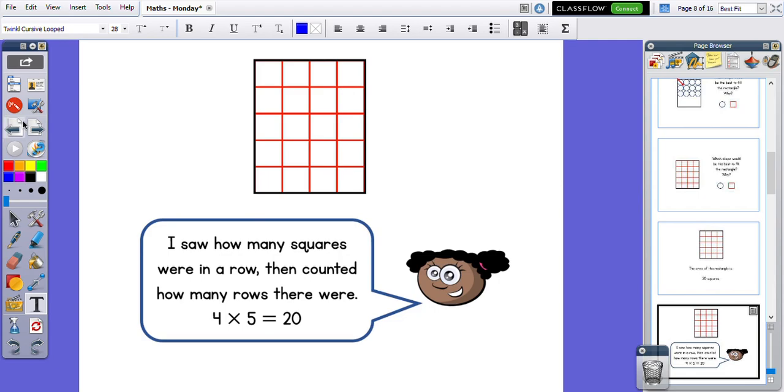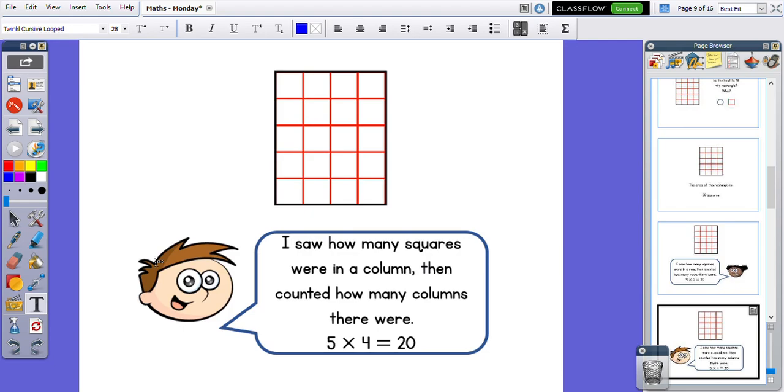And the boy said, I saw how many squares were in a column. So a column goes vertically. And then I counted how many columns there were, and he came up with the calculation 5 multiplied by 4 to give him 20. So he saw there were 1, 2, 3, 4, 5 squares in a column. He saw there were 4 columns, so that is the calculation he did. Both of them worked that out correctly, okay? Because as we know, when we do multiplication, it doesn't matter which order our numbers are, they will always give us the same answer, okay?